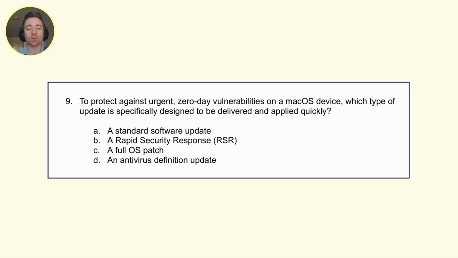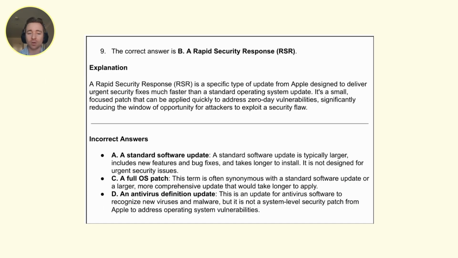All right. Now, the next question reads, to protect against urgent zero-day vulnerabilities on a macOS device, which type of update is specifically designed to be delivered and applied quickly? Is it A, a standard software update, B, a rapid security response, C, a full OS patch, or D, an antivirus definition update? Pause the video if you need more time, but your answer's coming in 3, in 2, in 1. Let's go. It is B, rapid security response. That is macOS's direct security-based update, which is urgent and designed to do security-related fixes.